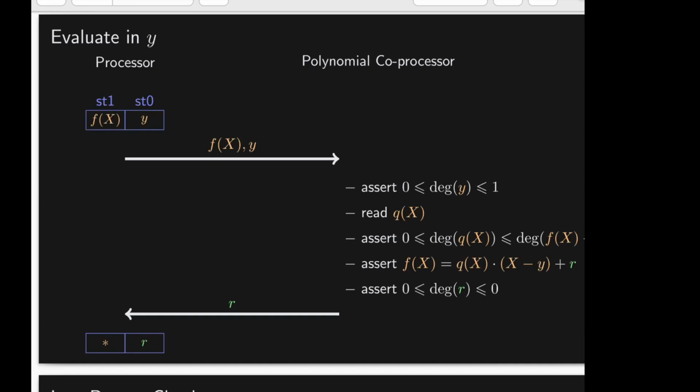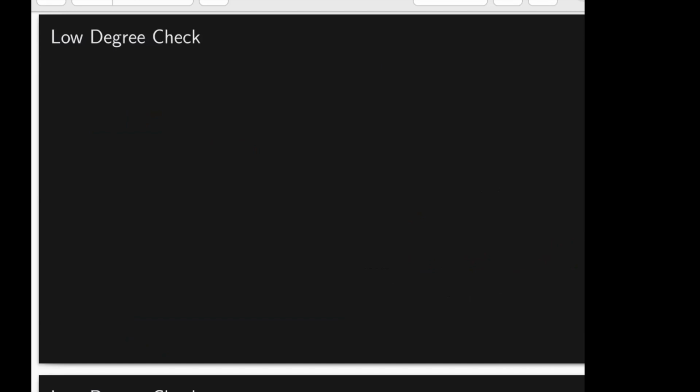And so the polynomial coprocessor is going to respond with r, but then it needs to prove that r is not a polynomial, it's a scalar, and concretely that means proving that the degree is 0. And it also needs to prove that some quotient exists such that f of x equals quotient times x minus y plus remainder. But all of these things are doable if we have the degree check. There are a bunch of degree checks, but if we have it, then we can do everything. All right, so how does the degree check work?